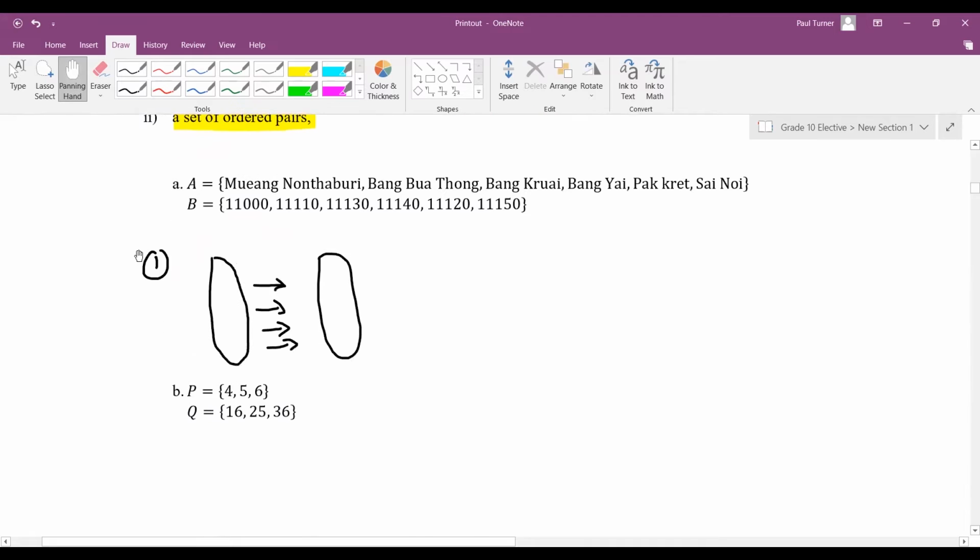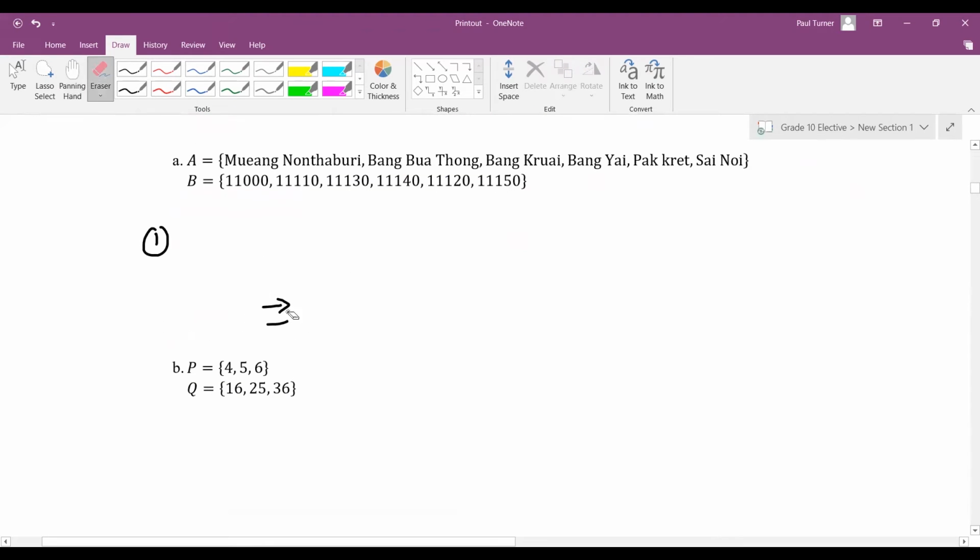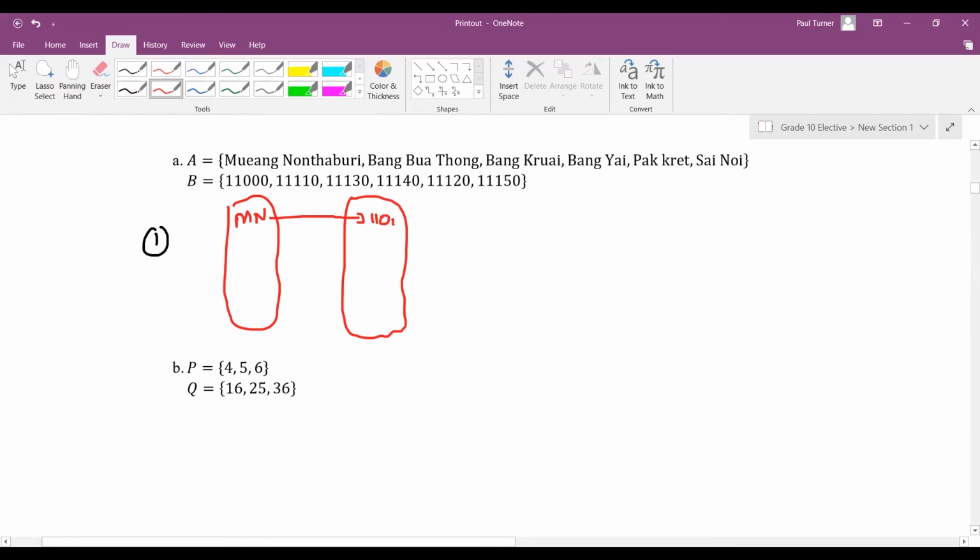Question 2, diagrams. Now, it's a bit scrappy, so I'm going to redo it. We'll make the relation diagram first, the arrow diagram. So make 2 ovals, something like that. Now these are in order. So these are the postcodes. For Nontaburi, the town, you draw an arrow across to 11000. I put them in order so you don't have to guess which is which. Bangbo Tong is BBT, and that's 11110. Bang Krue, that's 11130.